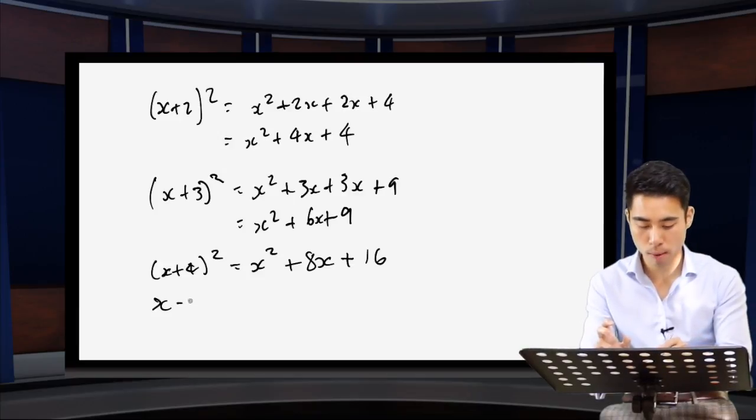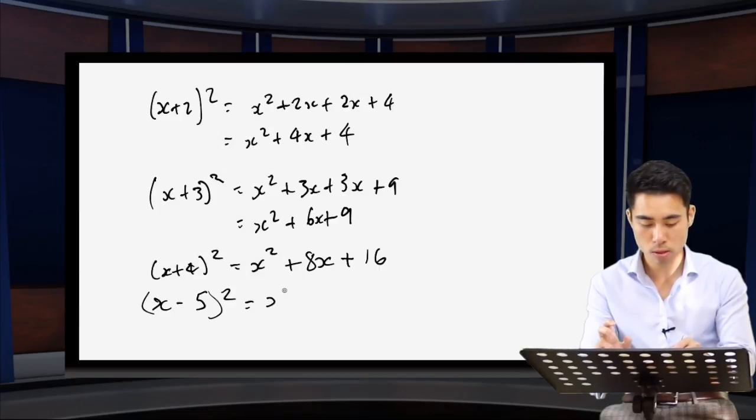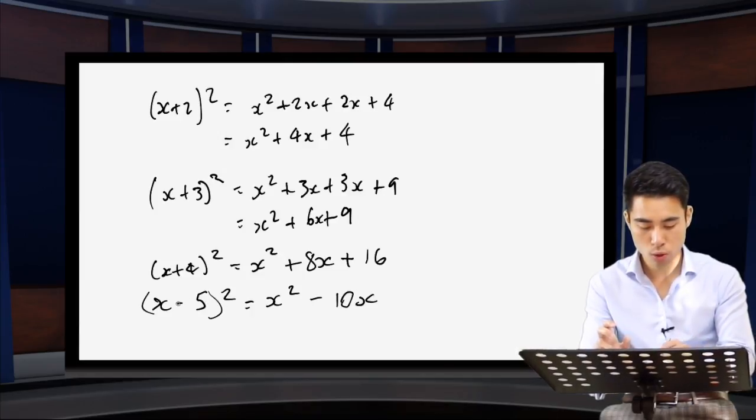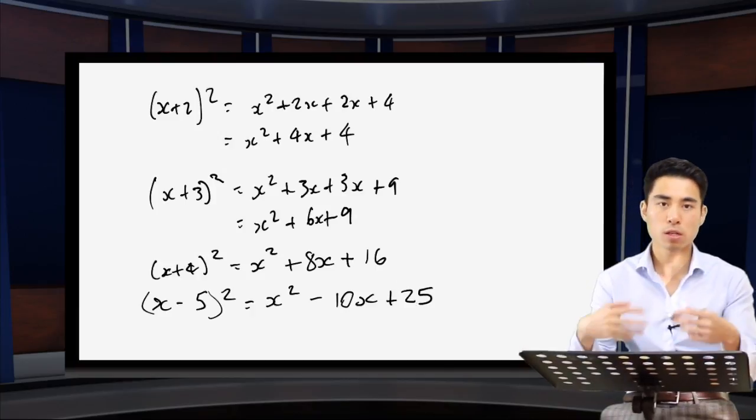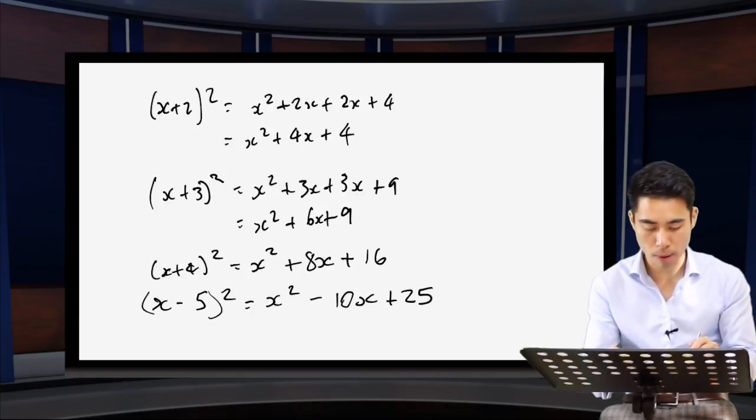And then just one more example. If this is now a negative, what happens? Well, I have x squared, double my minus 5 to give me minus 10x, square this to give me plus 25. Okay, so we're going to use these principles in helping us to complete the square.